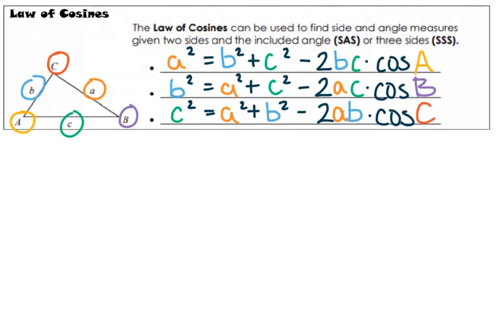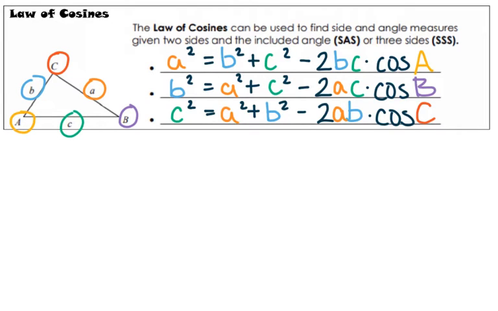Okay, so here are the three different setups that you can have, and I've color-coded it for you. Notice it looks an awful lot like the Pythagorean theorem. Remember that you can only use the Pythagorean theorem with 90-degree triangles. What the Law of Cosines allows you to do is find missing side lengths, or missing angle measures, with any type of triangle. So it's a squared equals b squared plus c squared, but minus 2 times b times c times the cosine of A.